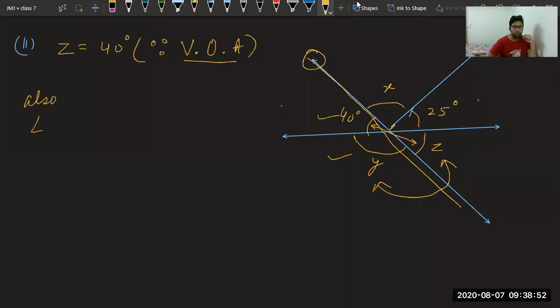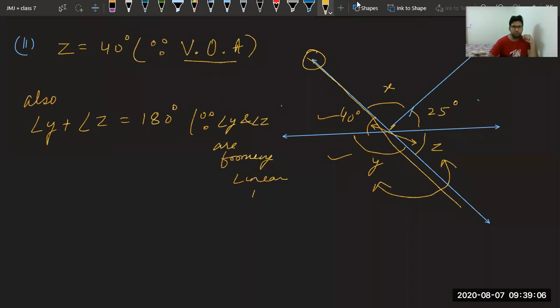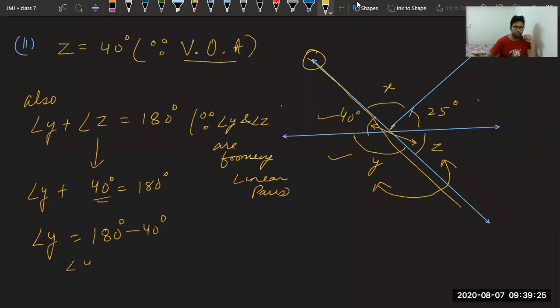Angle y plus angle z equal to 180 degree, because angle y and z are forming linear pairs. So we can say the value of y is unknown to us, z we know is 40 degree, equal to 180 degree. To find the value of y, we have to take this 40 to the right hand side. It becomes 180 degree minus 40 degree, and we all have got y equal to how much? 140 degree. Very good, all of you.